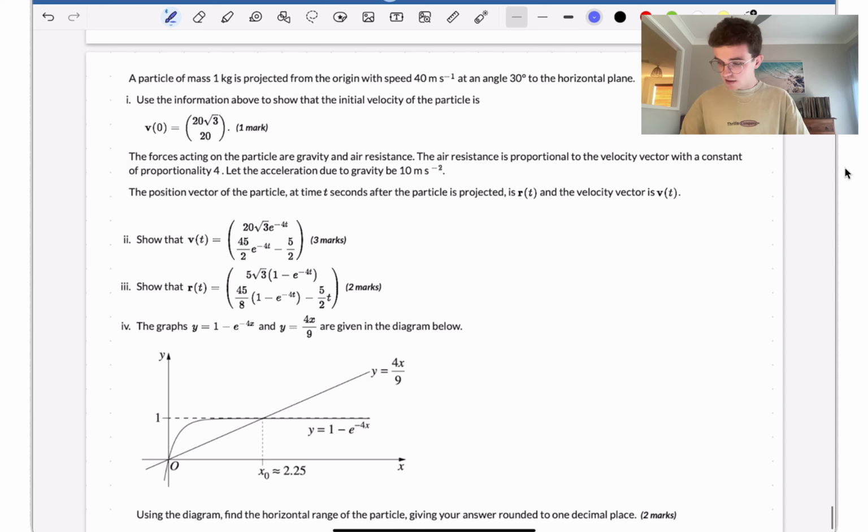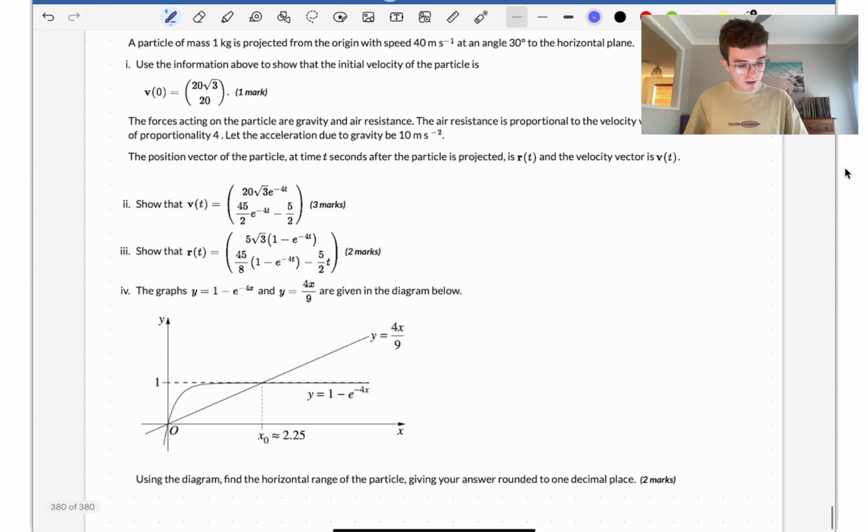Okay, now this question is massive and, according to the marking guidelines, in terms of the amount of marks, it should take about 12 to 13 minutes to do this question. So I've got a particle of mass 1 kilo projected from the origin with a speed of 40 meters per second at an angle of 30 degrees to the horizontal. Use the information above to show that the initial velocity of the particle is that.